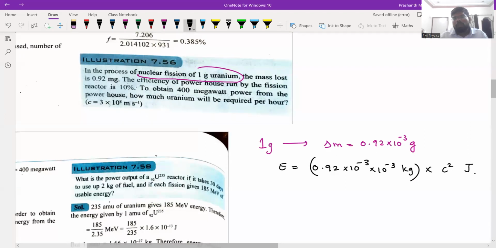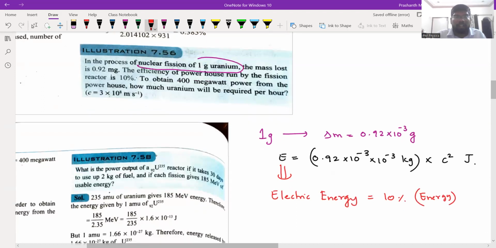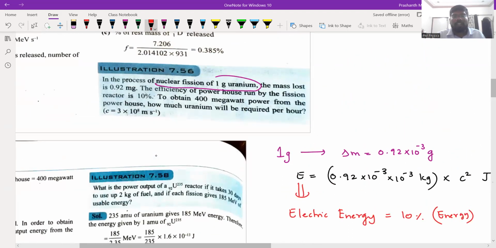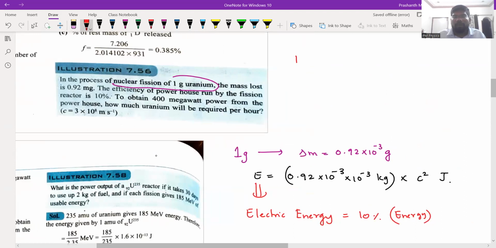Now they are saying that if this much energy is released, is everything converted into electricity? The total energy released is not converted, only 10% of the energy released is converted. That is what they are saying. But finally, we want to produce power continuously. What is the relation between power and energy? Power is equal to electric energy by time. So the electric energy required is equal to power into time.